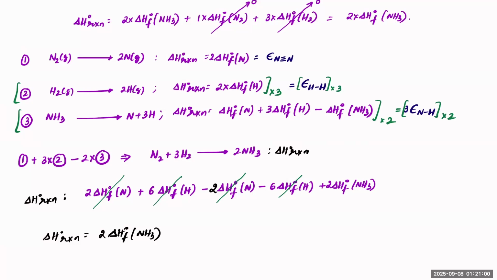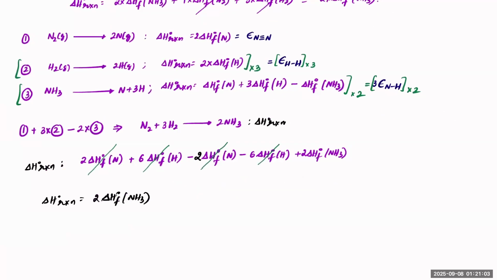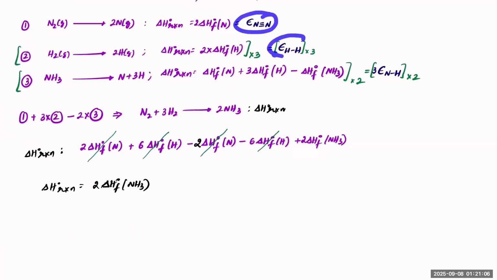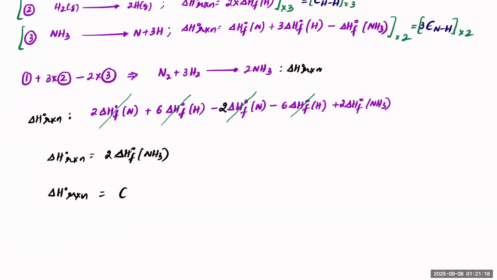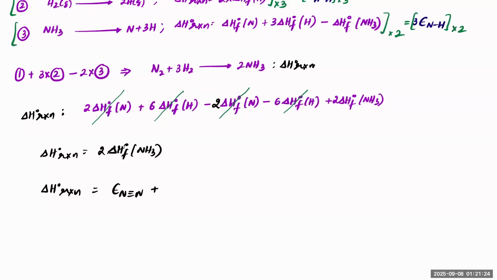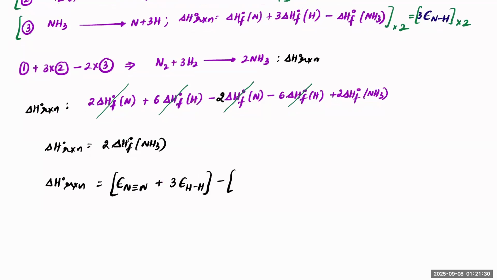Now let me write everything in terms of epsilon, guys. So as per the equation, I have to add this and then subtract this. So what do I get? So that means delta H naught of the reaction must be equal to epsilon of N triple bond N plus 3 times epsilon of H-H, that I have to subtract with 2 times, sorry, 6 times epsilon N-H bond, correct?